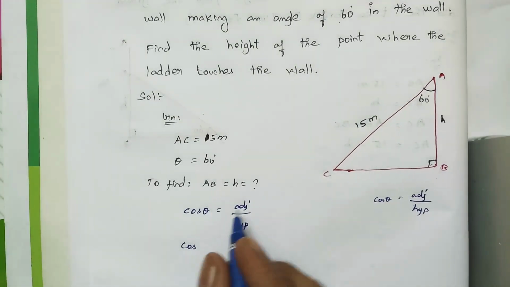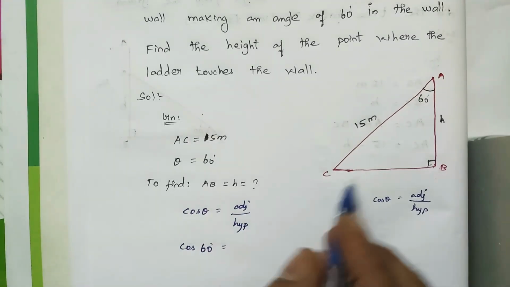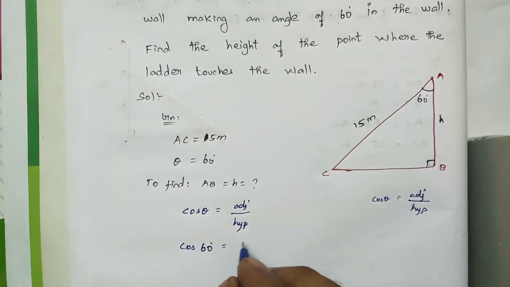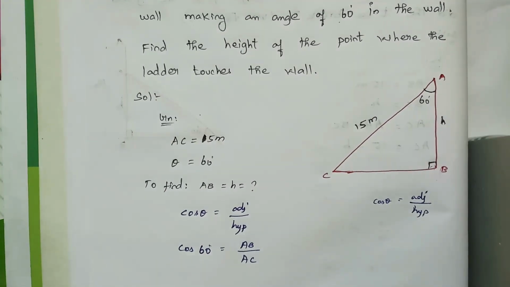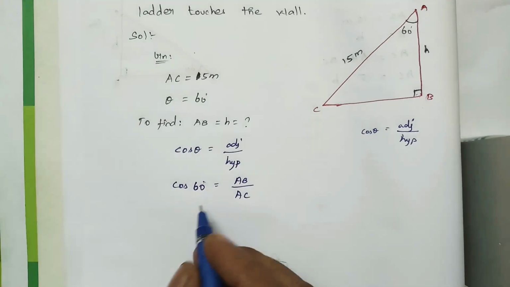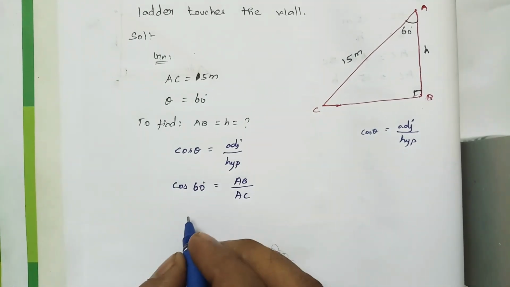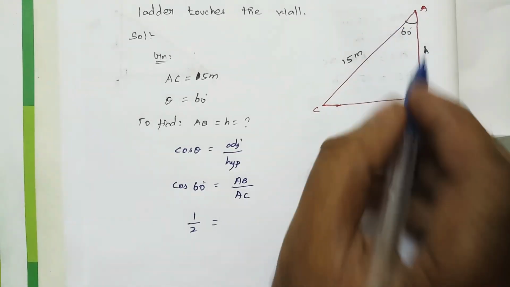Cos theta, what is the value of theta? 60 degree. So cos 60 degree is equal to, what is the adjacent side for 60 degree? AB. AB divided by AC, right? So what is the value of cos 60? 1 by 2, right? 1 by 2 is equal to AB, what is it?